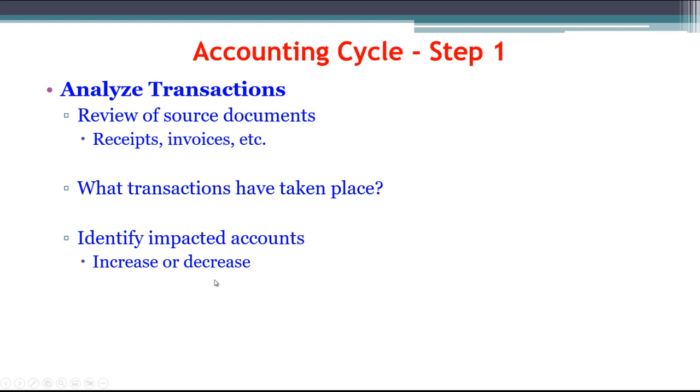This goes back to Module 1 when we talked about the accounting equation, and we said it had to remain in balance. This was what we were doing in that case.